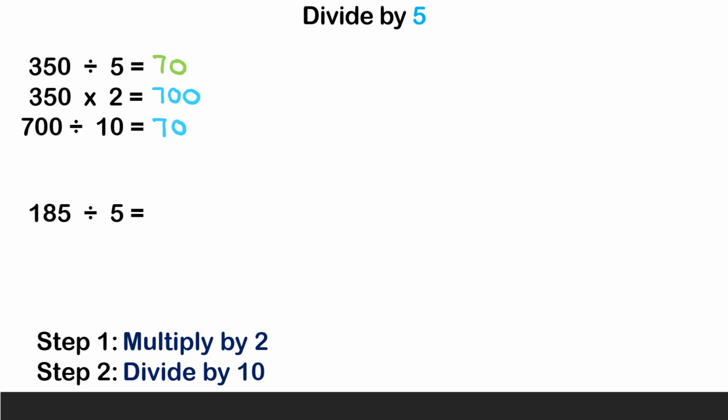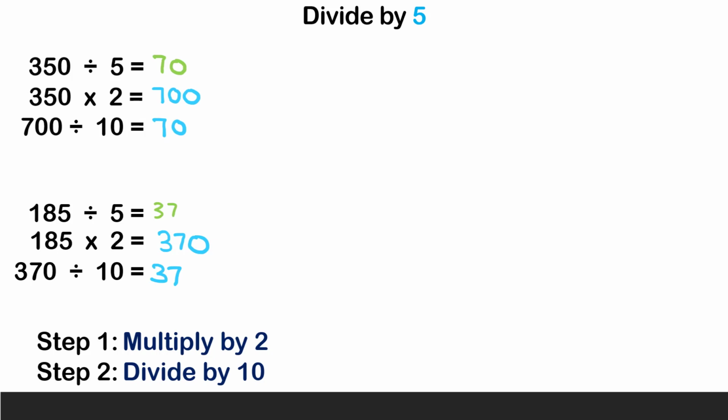185 divided by 5. Step 1. Double 185 or multiply 185 by 2. In one of my previous videos, I've shown you a really handy trick to double or multiply by 2. If you'd like to check that out, please click the I above or view it in the description below. You can apply that here. 185 times 2 equals 370. Step 2. Divide 370 by 10 and you get 37. 185 divided by 5 equals 37.